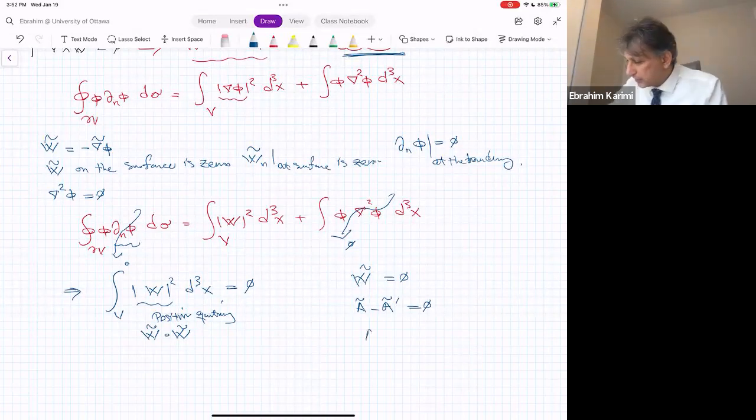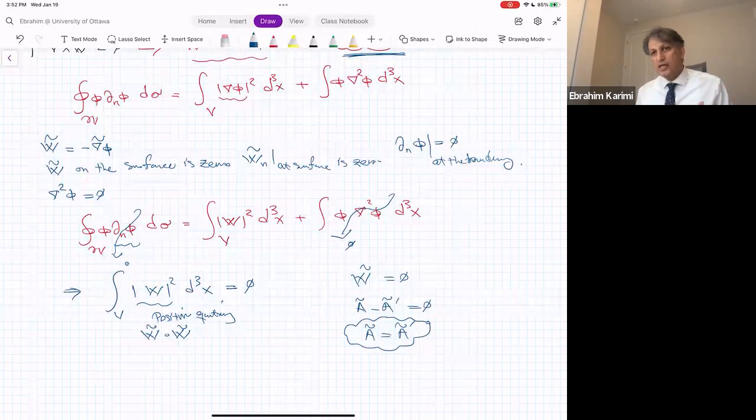So this means that A is equal to A prime. What you proposed, Nazanin, is completely correct. So this is the way to show the uniqueness of a function for which the divergence and the curl are well defined, and the function is also well defined on the boundary. So now I can relax.